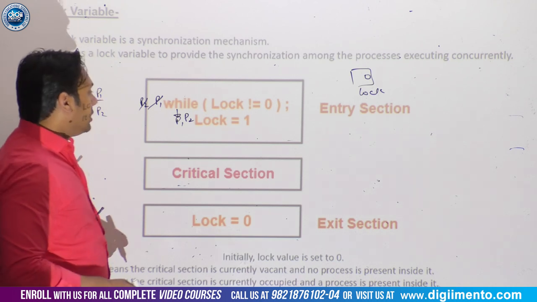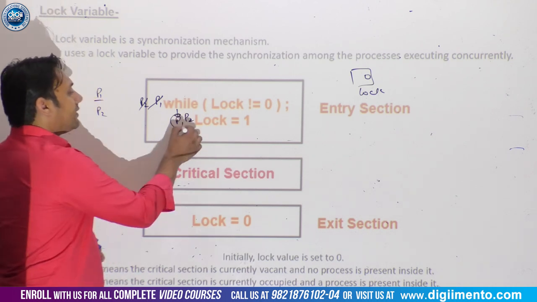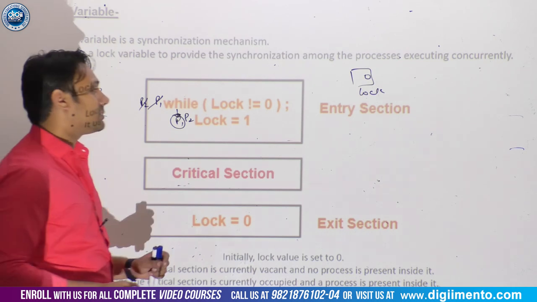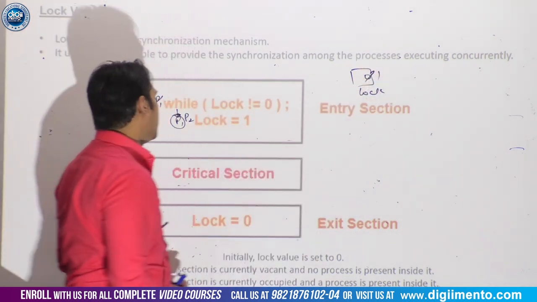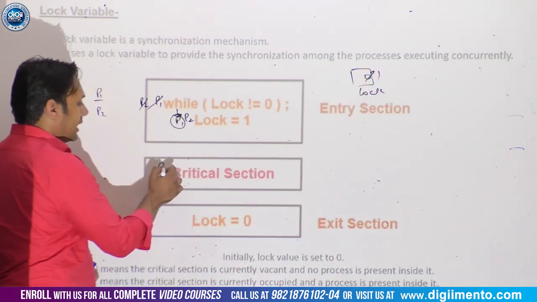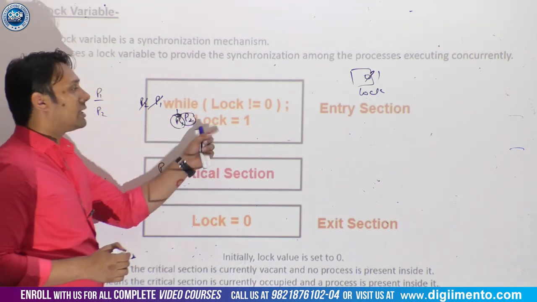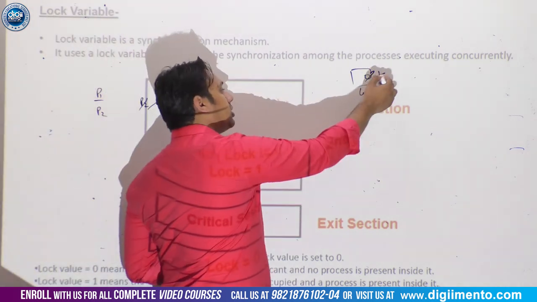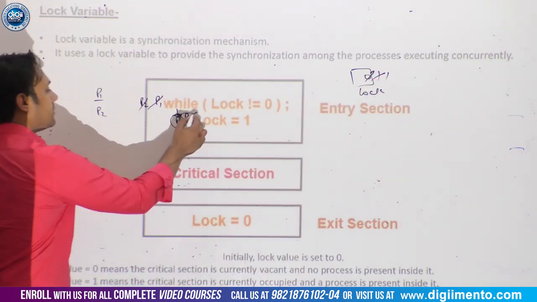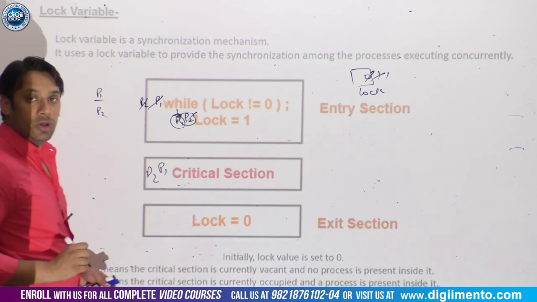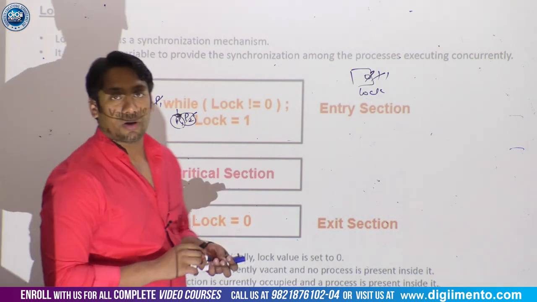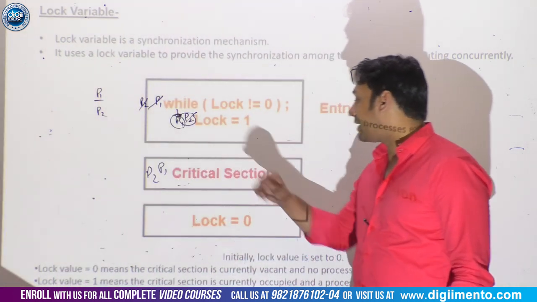Okay? So let us assume process P1 executes line number 2. So process P1 will make this value 1, and then process P1 enters the critical section. After this, process P2 also executes line number 2. Process P2 sets the lock value again, and now process P2 can also enter. So you can clearly see more than one process can enter the critical section at the same time.